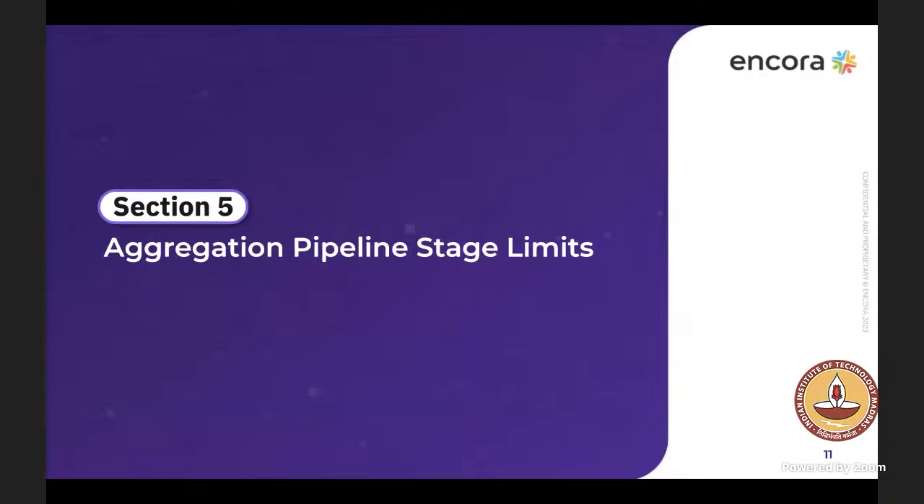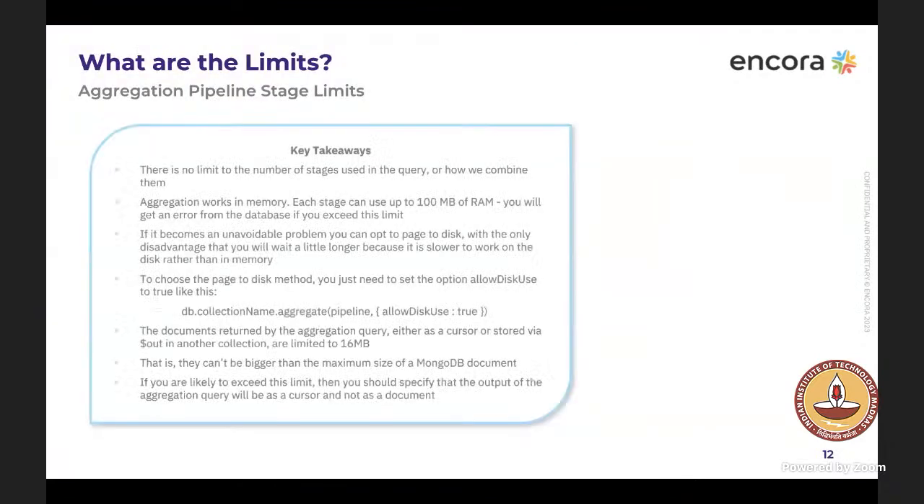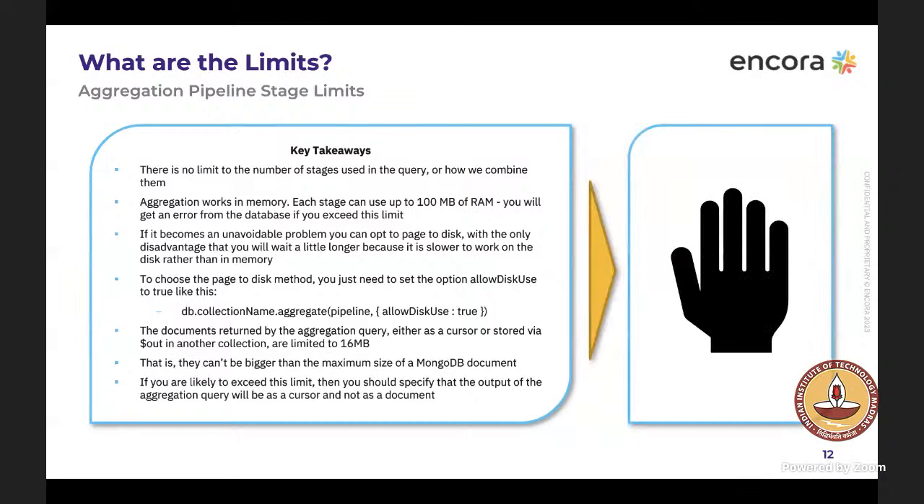Now, there are pipeline stage limits, like how many and what kind of pipeline stages we can include. The number of stages has no limit, but as the aggregation works in memory, each stage can use up to 100 MB of RAM. The number of stages doesn't matter, but how much data it is playing around with and how much memory it is occupying has a limit. Each stage can use up to 100 MB of RAM, and if you exceed this limit, you will get an error from the database.